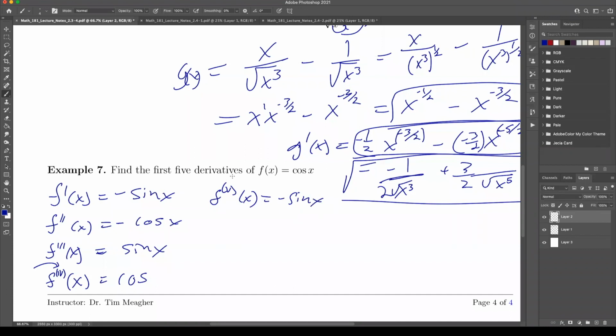And so here, notice that cosine of x kind of goes into a cycle. Every 4 times you take a derivative, you get back what you had before.